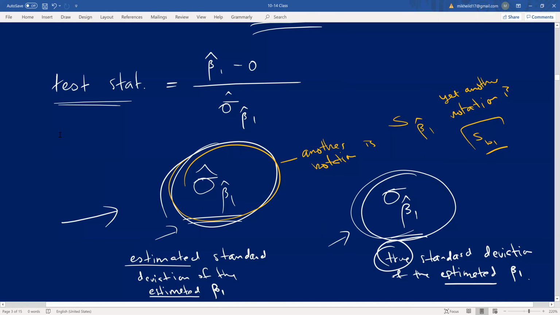Professor, what did you say here? Could you please spell it out a little? Yeah, so here, I said yet another notation is S of b1. S of b1 is yet another notation for the same thing. That and that, all of them are notations for the estimated standard deviation of the estimated beta 1. Okay, thank you.